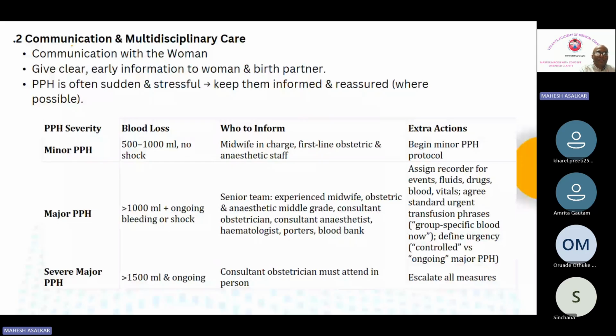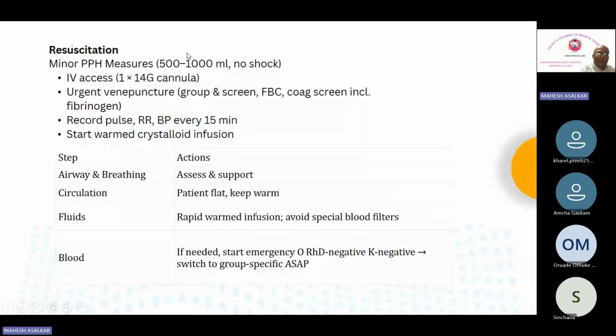Then resuscitation. Okay, for minor PPH where there is a blood loss more than 500 but up to 1000, a single cannula, 14 gauge, is sufficient. Urgent venipuncture, send group and screen, then full blood count, coagulation screen, etc., you need to send. Monitor every 15 minutes, and you need to assess airway, breathing, circulation, fluid, etc. Okay.